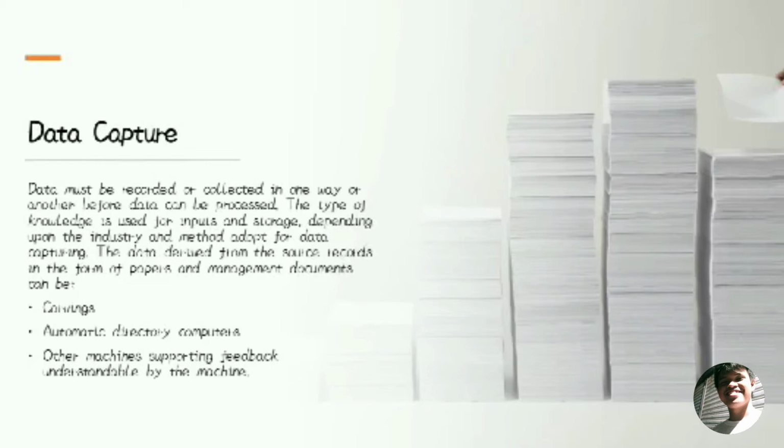The types of media used for inputs and storage depend upon the industry and the method adopted for data capturing. The data derived from the source records in the forms of papers and management documents can be captured by one, keying; two, automatic data capture by computers; and the last one, other machines supporting feedback understandable by the machine.